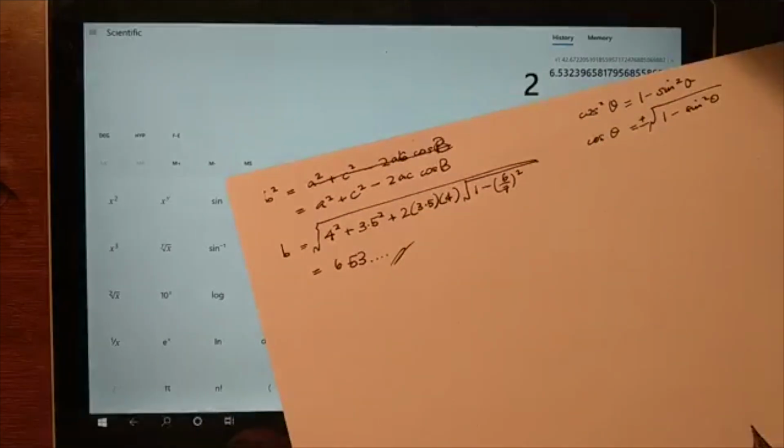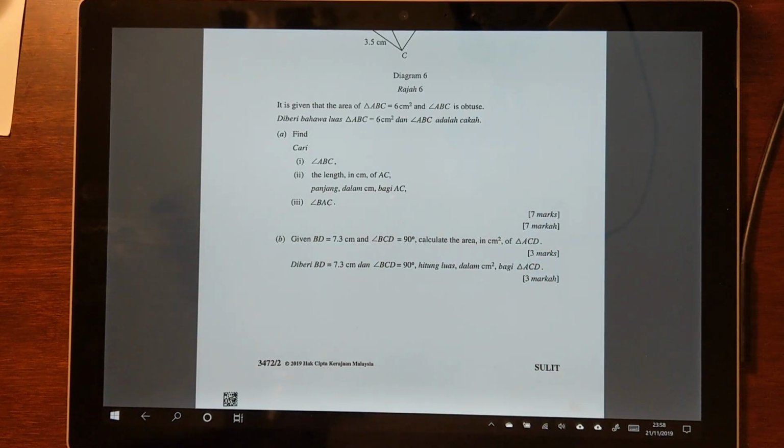Okay, so there you go. And finally, let's do section 3, which is to find angle BAC.